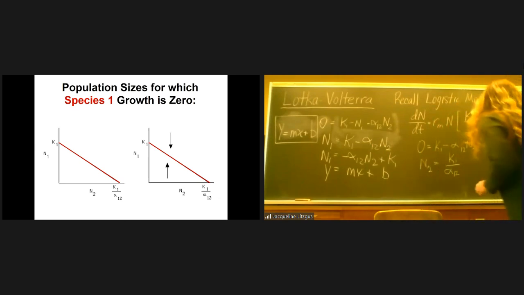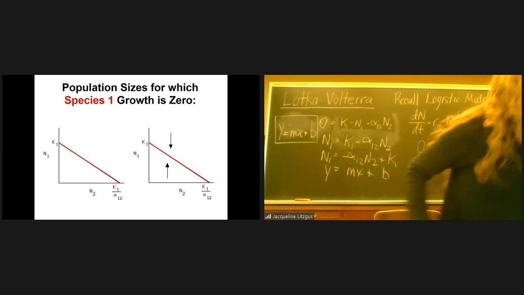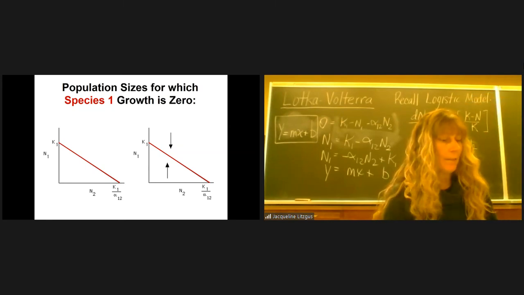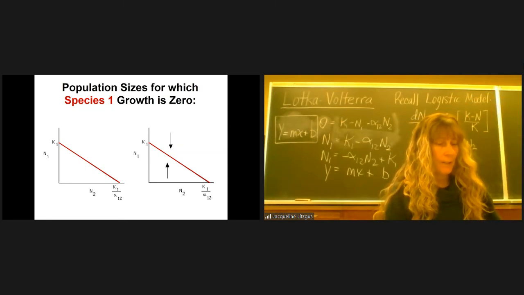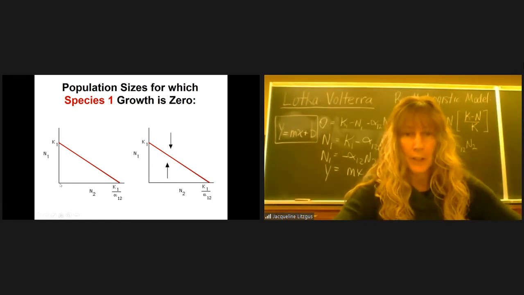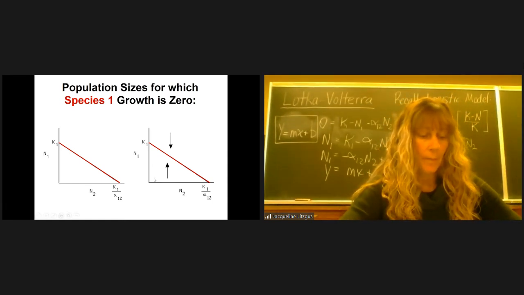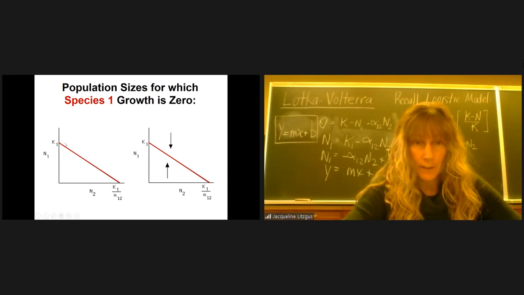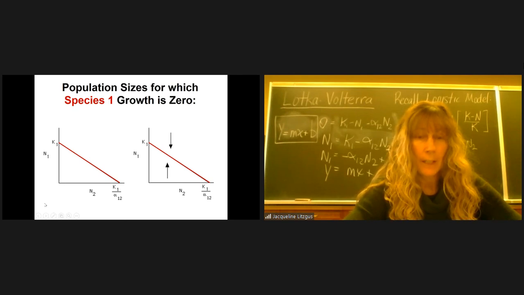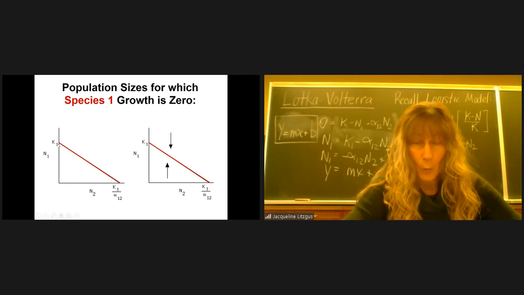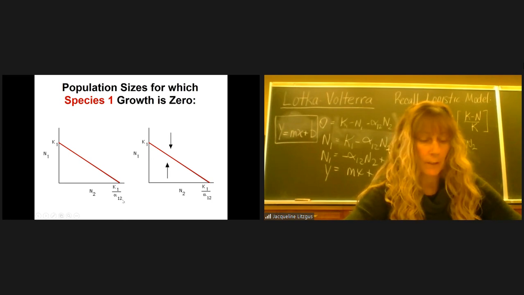So that's how we get the species 1 info. Okay. So then when we put it on a graph, which is what you have on your screen again, this again is the zero isocline, right? The slope of this line is minus alpha 1,2, okay? And the y-intercept is K1, and the x-intercept is K1 over alpha 1,2.